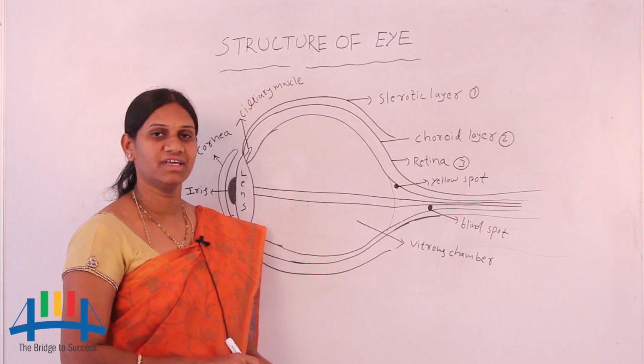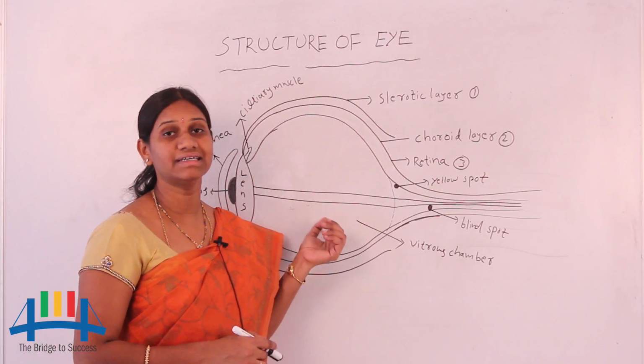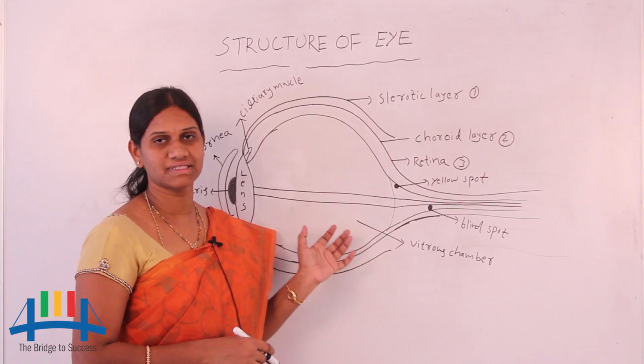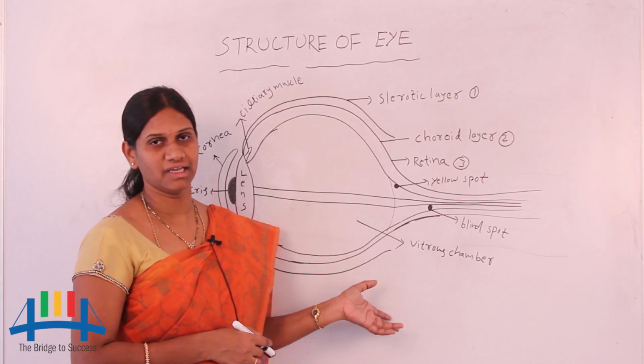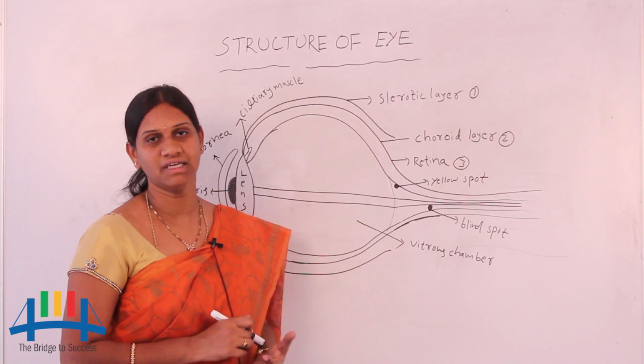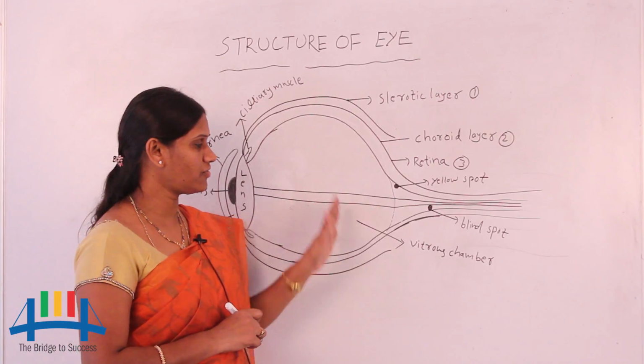Hi friends, now we are going to learn about the structure of the eye, the internal structure of the eye: what parts are present in the eye, how they work, and what the important parts of the eye are. We are going to look at it with the help of the diagram. So now the topic is the internal structure of the eye.